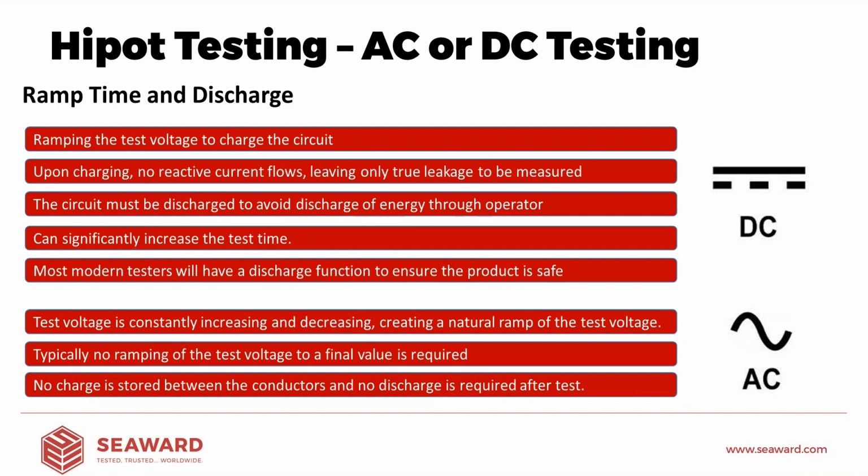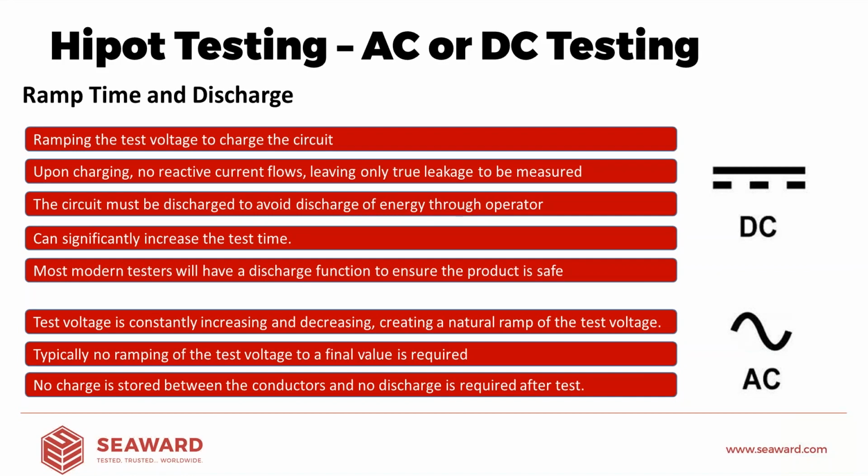So effectively, we're adding time to the test time, both at the start in terms of ramping and at the end in terms of discharging or ramping down the voltage. So we can significantly increase the production test time if we do a DC Hipot test. Where we don't have much capacitance to worry about and we can get away with performing AC, it's much better for fast moving production lines, if that's the right test to perform.